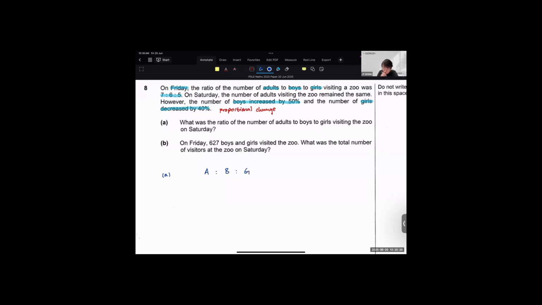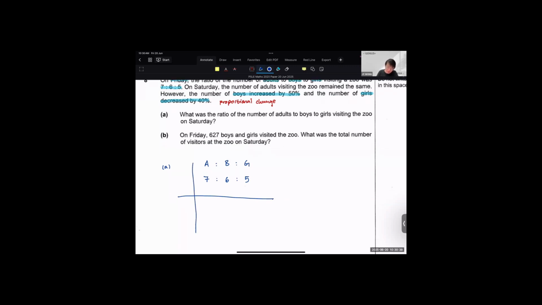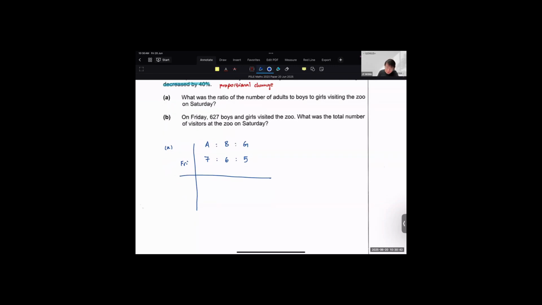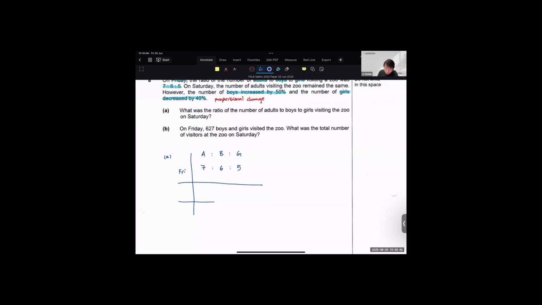So it's A to B to G. On Friday, it's 7 to 6 to 5. Right? So this is technically your before. It's not exactly before, but it's your Friday, right? Then something happened. There's a change. And then now we are Saturday, right?